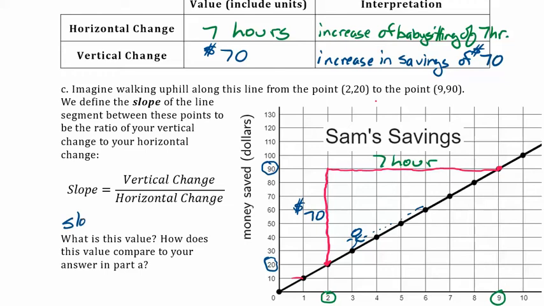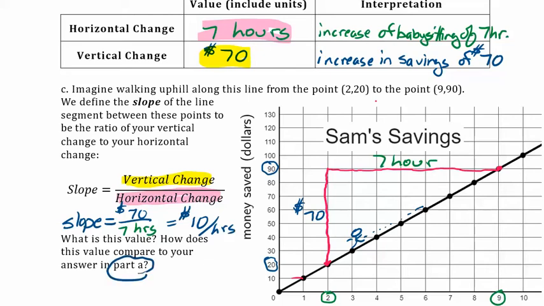All right, so our slope is the vertical change. So for us, for this example, using these 2 points, walking from this point to this point, that was $70. And the horizontal change was 7 hours. So we'll divide that by 7 hours. And what do we get when we divide 70 by 7? Right, we're going to get 10. And it's going to be dollars per hour, which is exactly what we got from part A.